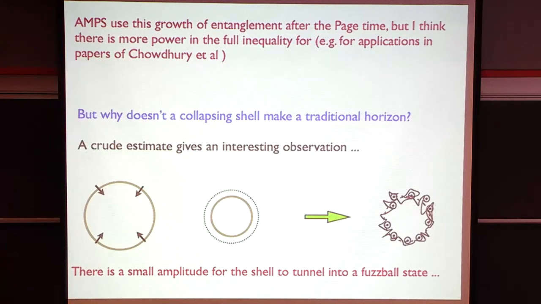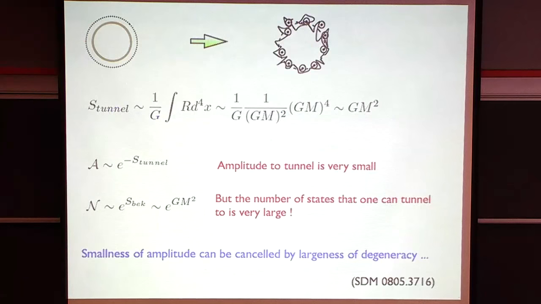So anyway, here I just want to make a small point. This shell, if it's collapsing, what does it have to do with these guys? Well, actually, there's always a small amplitude for any state to tunnel into any other state. And this is going to be very small. These are whole solar-sized objects, but let's estimate it anyway. You can estimate from the Einstein action, and you get something. For all lengths, I just put GM, the Schwarzschild radius, and the amplitude will be very small, e to the minus whatever this quantity is.